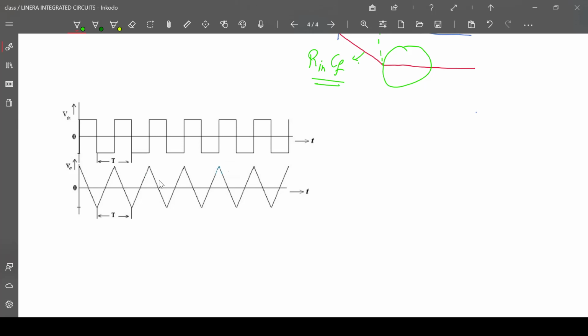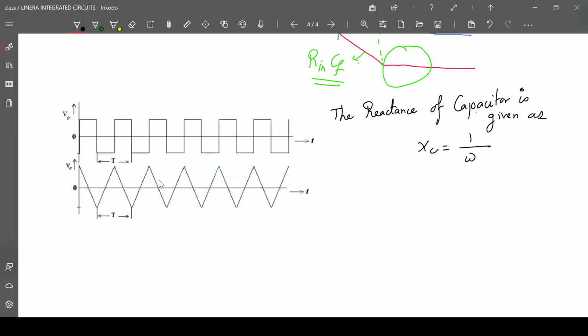So you know the reactance of the capacitor value. The reactance of the capacitor is given as Xc is equal to 1 by omega C, where omega can be represented as 2 pi f. So Xc is 1 by 2 pi fC. This is the corresponding reactance value of the capacitor.